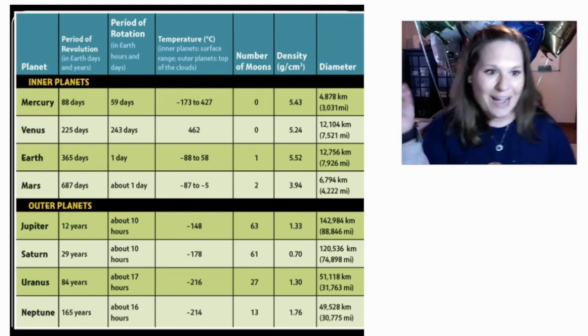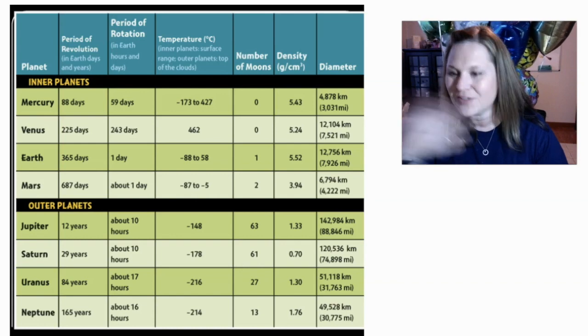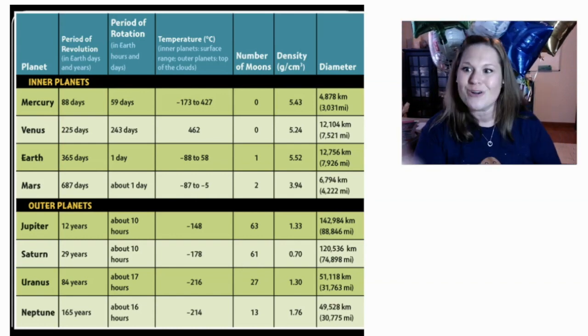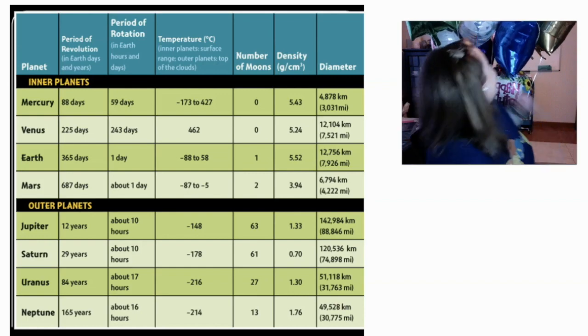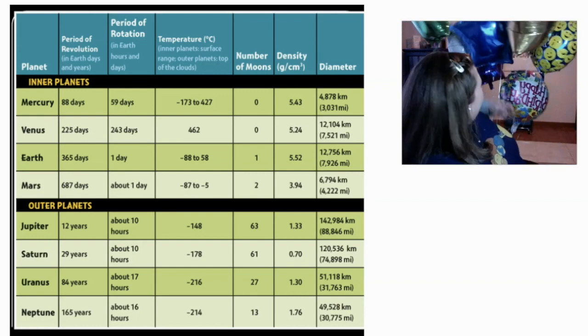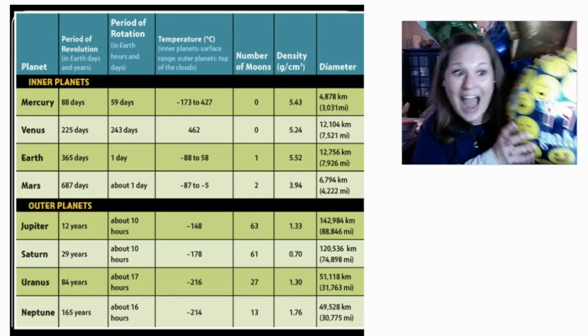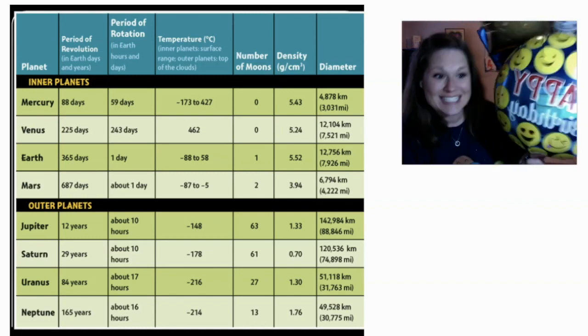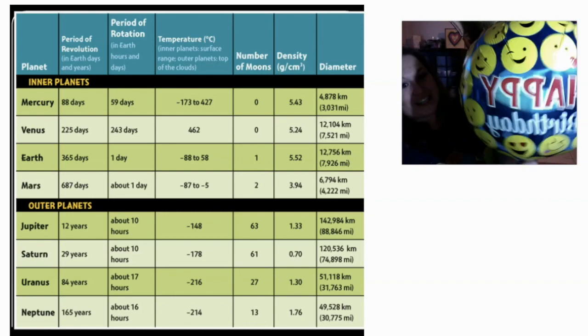But how often would you have your birthday if you lived on Mercury? How often would you go around the sun on Mercury? Happy Mercury birthday every 88 days. 88 days. That is awesome.